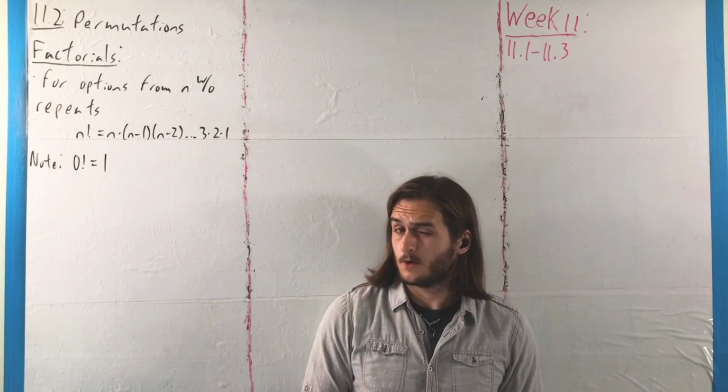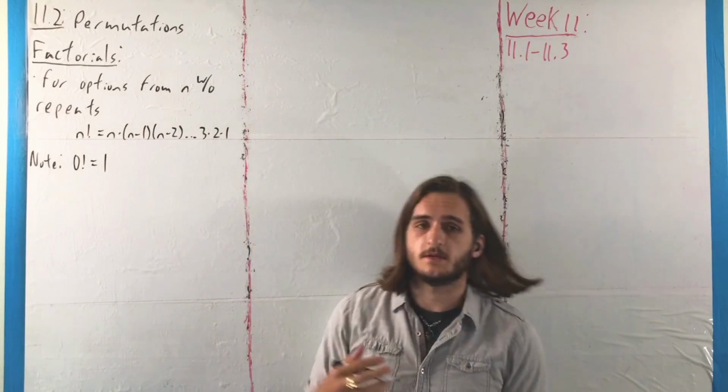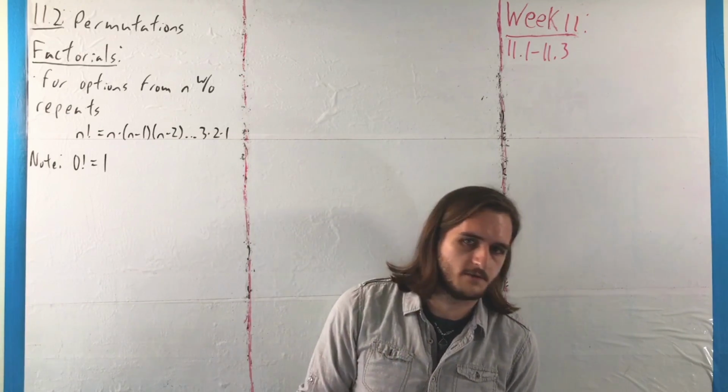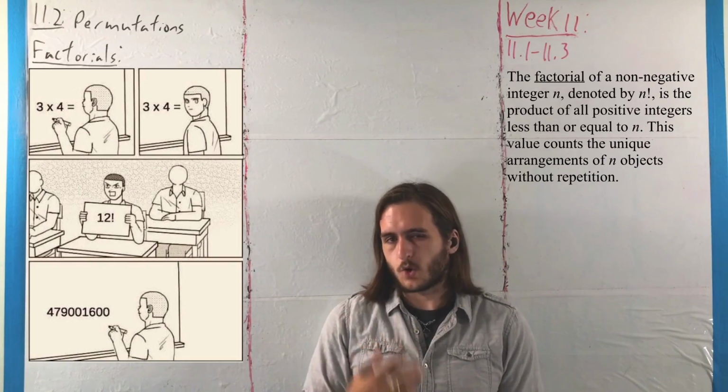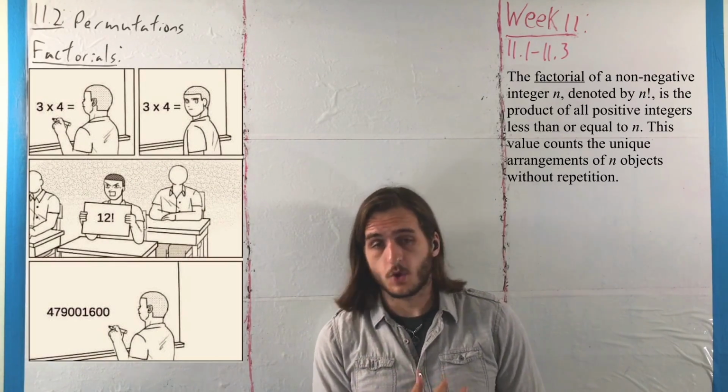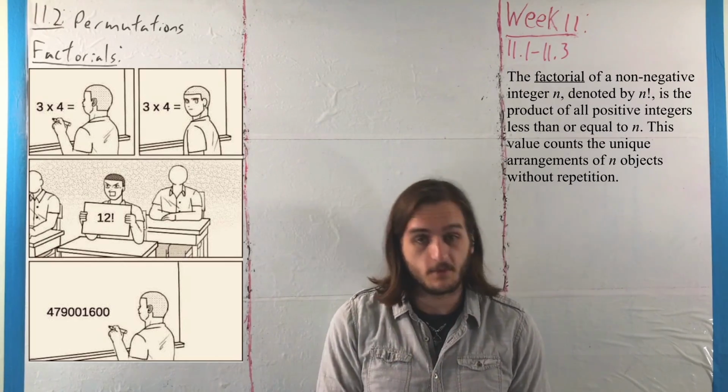To understand how permutations work, to understand the centerpiece of this section, I have to introduce a different piece of notation here called a factorial. But to understand what a factorial is, I'd like to give an example first.